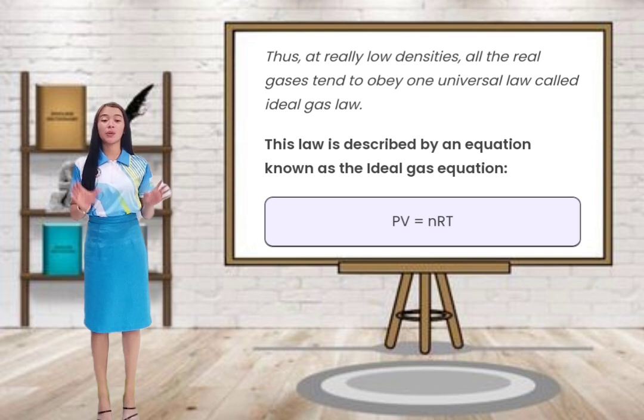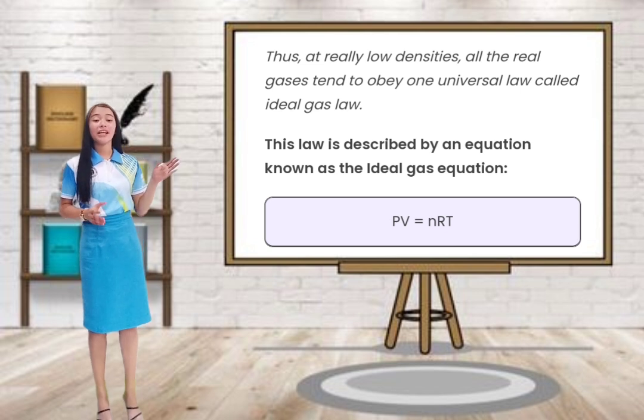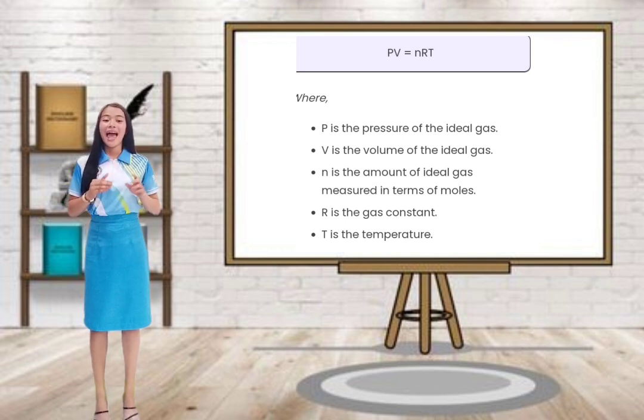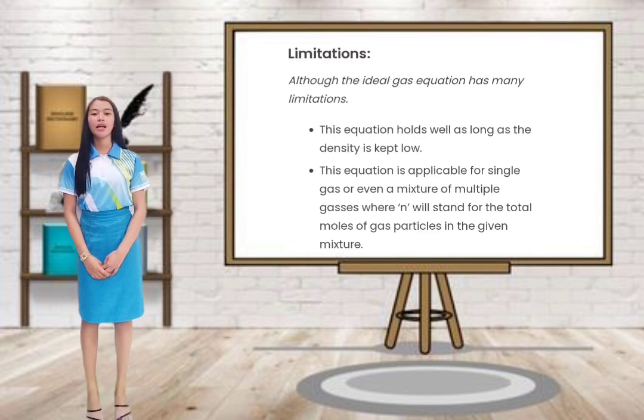This law is described by an equation known as the ideal gas equation. PV equals nRT, where P is the pressure of the ideal gas, V is the volume of the ideal gas, n is the amount of ideal gas measured in terms of moles, R is the gas constant, and T is the temperature.